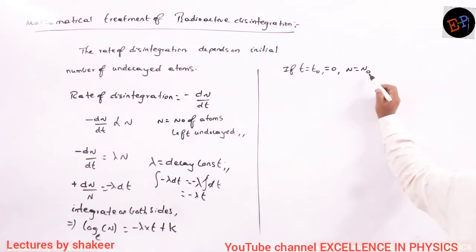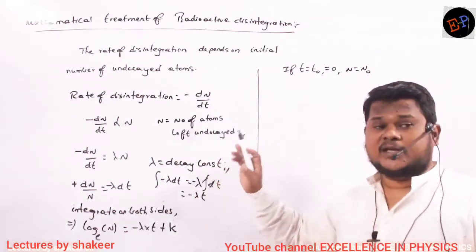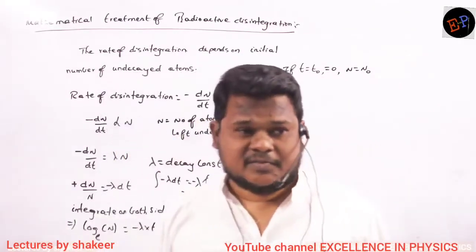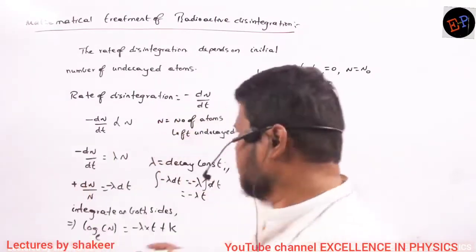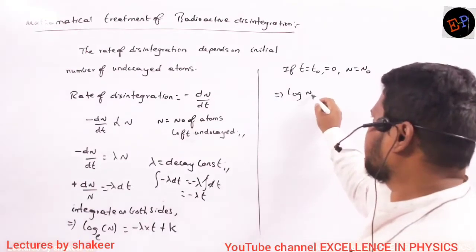The number of atoms left undecayed is equal to the initial number of atoms left undecayed when I started the observation. N means the number of atoms left undecayed. N naught is also the number of atoms left undecayed when I started observation, so when observation started, the number of atoms present was N naught. Understood now? Now substitute all these values here. Therefore I can write log, and instead of N I can write N naught.